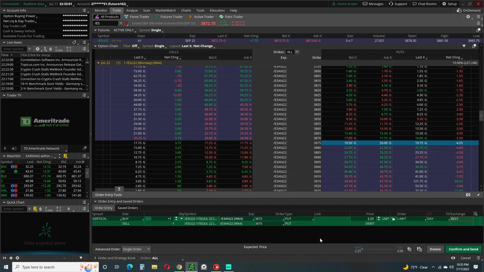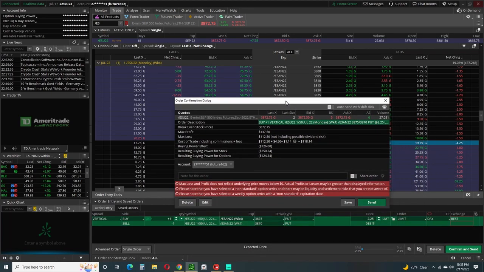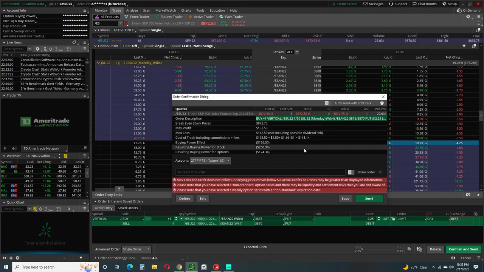This way it has a capped line of profit. So now it's $2.25 times 100. Remember, cut in half. So we'll go confirm and send. Boom. You can now get into this trade with this options contract for only $118.14. Your eyes are not deceiving you.